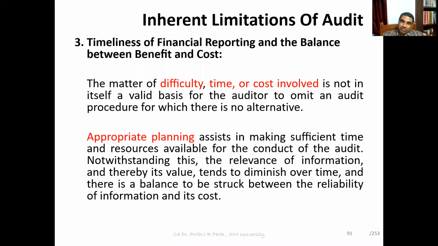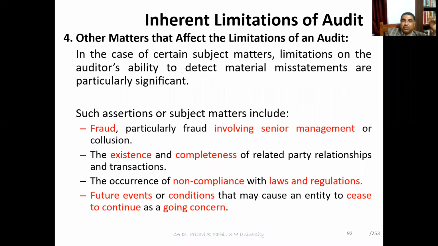So because of this timeliness of financial reporting and the balance between benefit and cost, there are some inherent limitations of audit. Absolute accuracy cannot be ascertained. It involves a cost. And if the auditor decides not to incur that cost, that becomes a limitation.